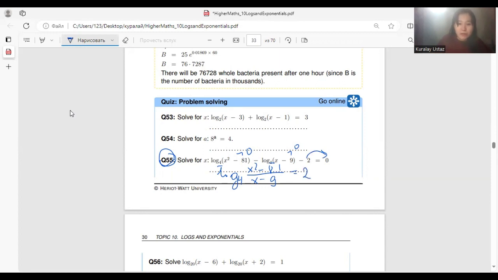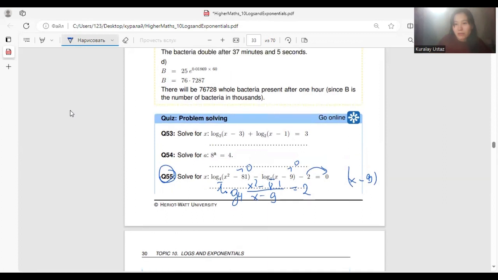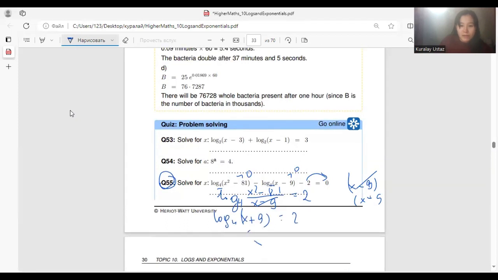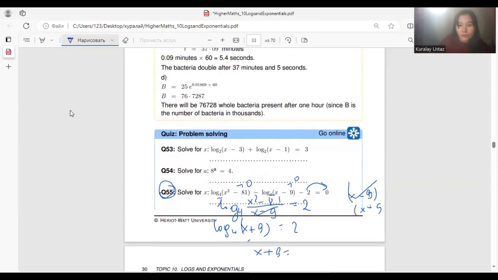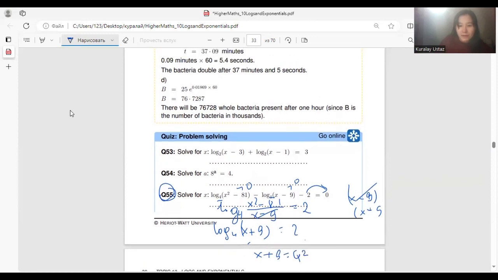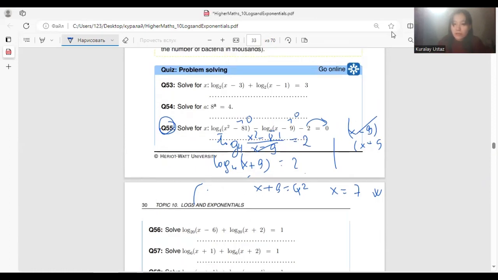So this one, x squared minus 81, is x minus 9 and x plus 9, yeah? So we can simplify. So this one equals x plus 9, 2. So x plus 9 equals 4 squared. That is 16. So x is 7. That's all. So let's check. 7 squared is 49. That means it cannot be the answer here, because of the domain. So there is no solution.